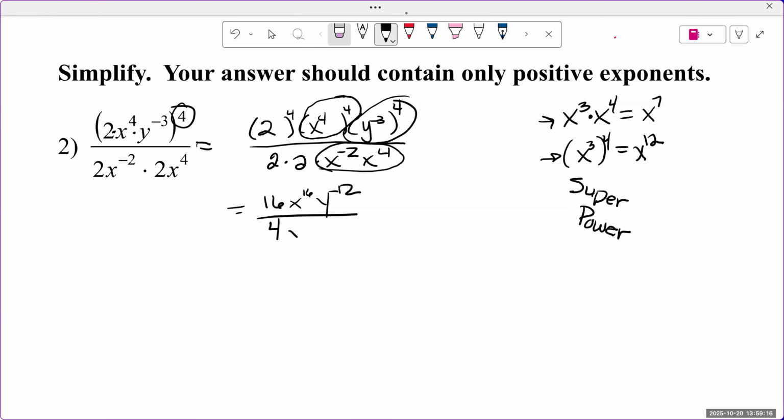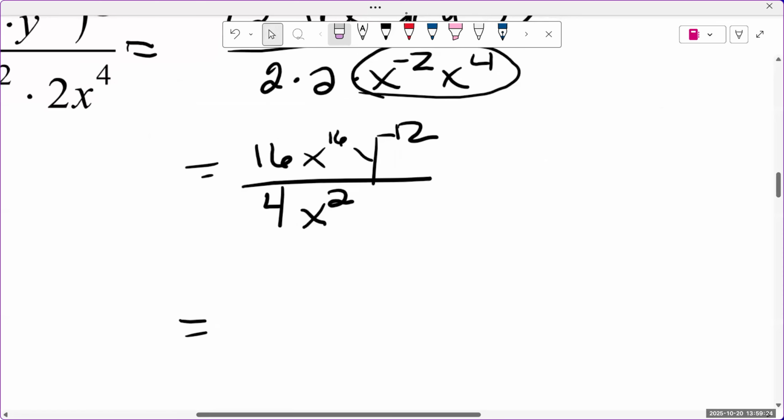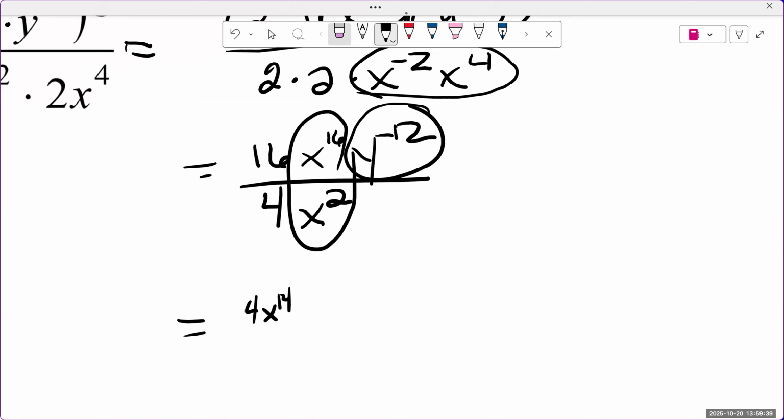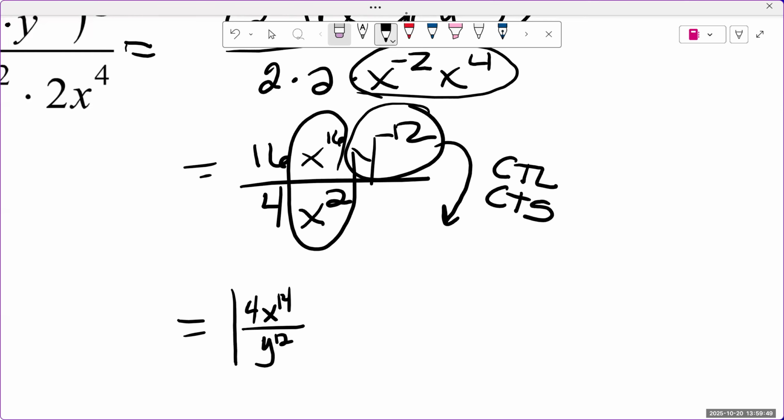Base to the power, base to the power. Add those exponents. So the first thing we're going to do is divide your coefficients: 16 on top, 2 on the bottom. For those two x's, subtract. Now, the y has a negative exponent. We're going to cross the line and change the sign. So it becomes y to the +12th on the bottom.